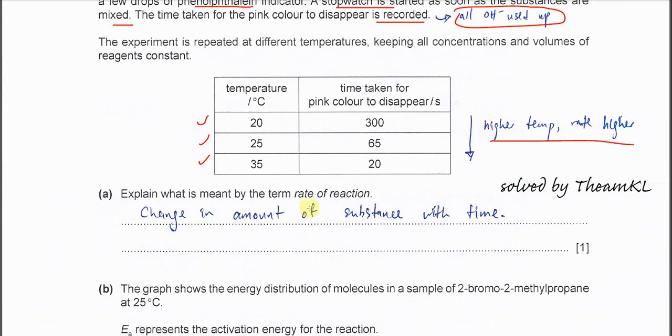Okay, explain what is meant by the term rate of reaction. Very easy. Change in the amount. Amount means the mole, okay, of the substance with time.